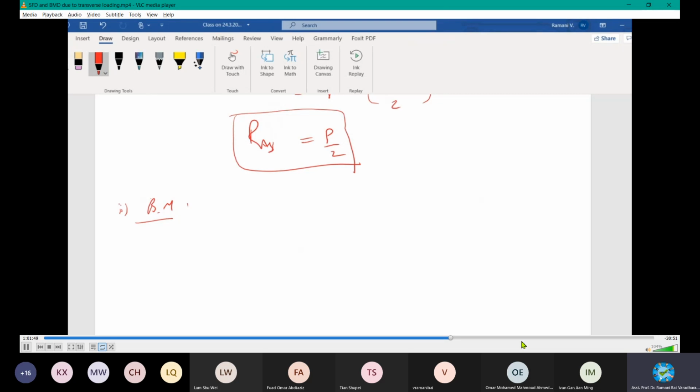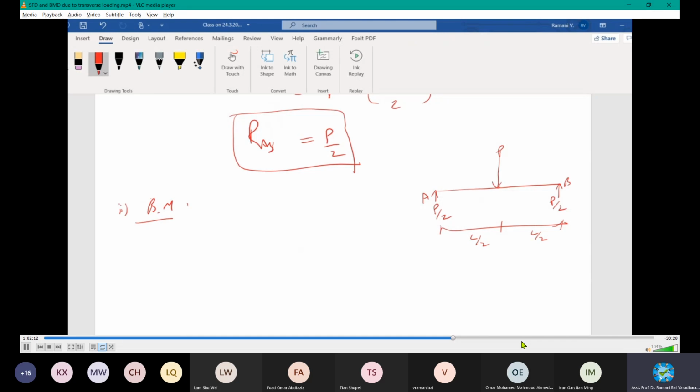We have to find the moments only. Let me draw the diagram again. You have the reactions already: P by 2 at A and P by 2 at B, and you have the load P, and these distances are L by 2, already given to you. Now let's find the moment. We have to find the moment diagram.